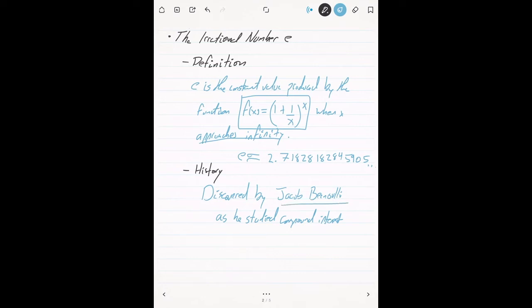But some interesting things to know. It was discovered by Jacob Bernoulli when he was studying compound interest. So it's kind of difficult to really get your head initially around the number E because it's not something you can really picture geometrically. It's more so something that occurs as values change.